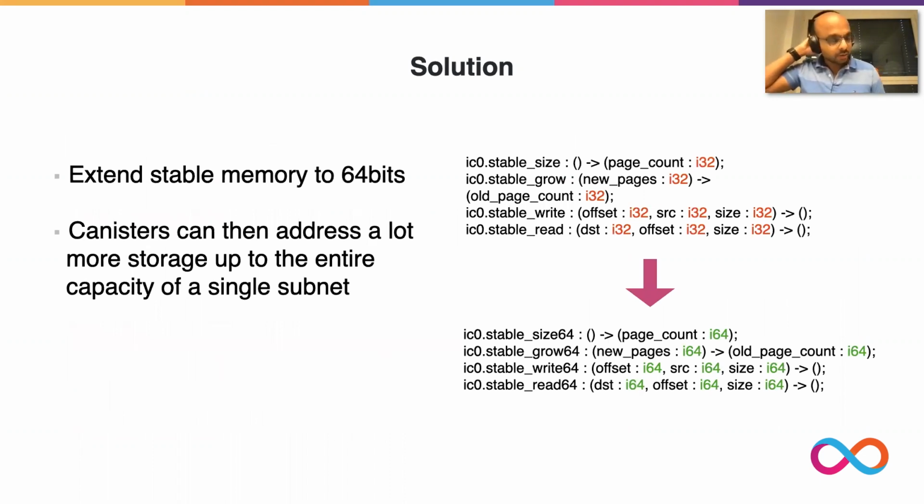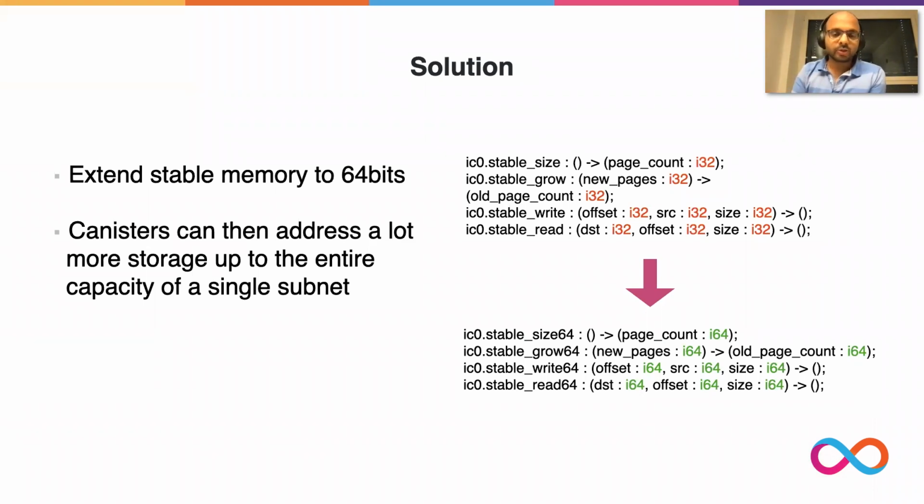So with that in mind, we decided an approach to take would be to simply extend the stable memory. And the way to do that would be to change the stable memory API from 32 bits to 64 bits. And this would allow canisters to then address a lot more storage than it currently can. And definitely it can address the entire storage of the entire subnet.